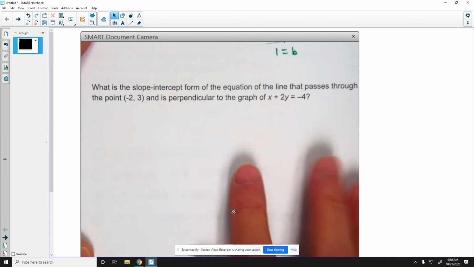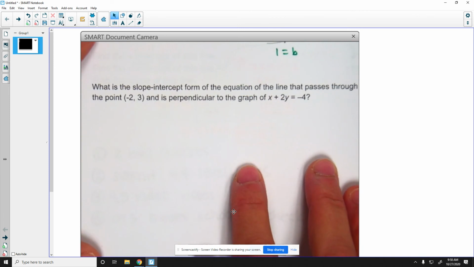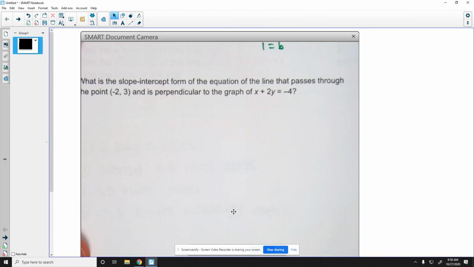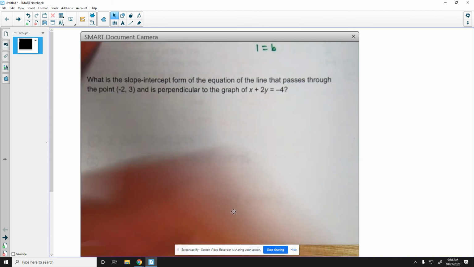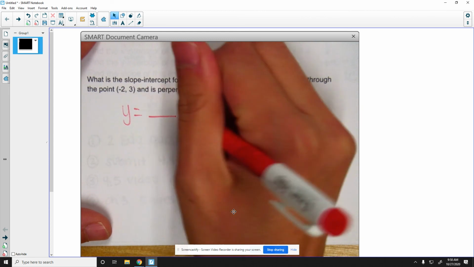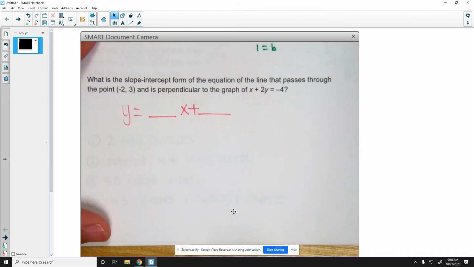Okay, the last one for this. So this is all part of the first quiz. That's equations of parallel and perpendicular lines. Okay, so what is the slope-intercept form? Oh, okay, so this is my final answer. Y equals blank x plus blank.